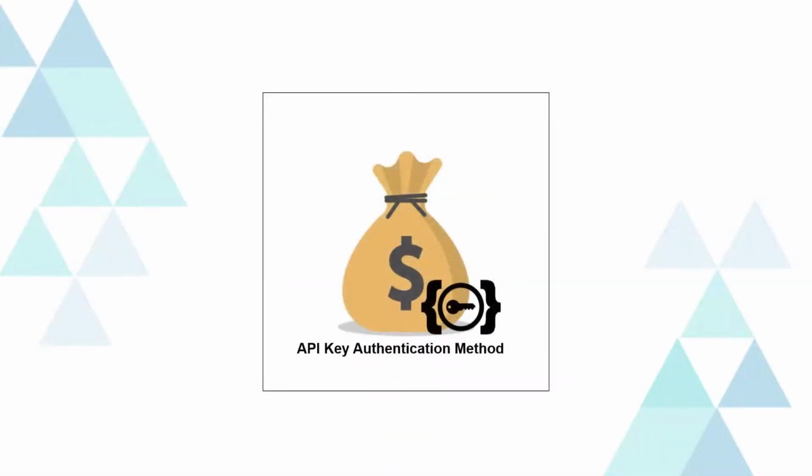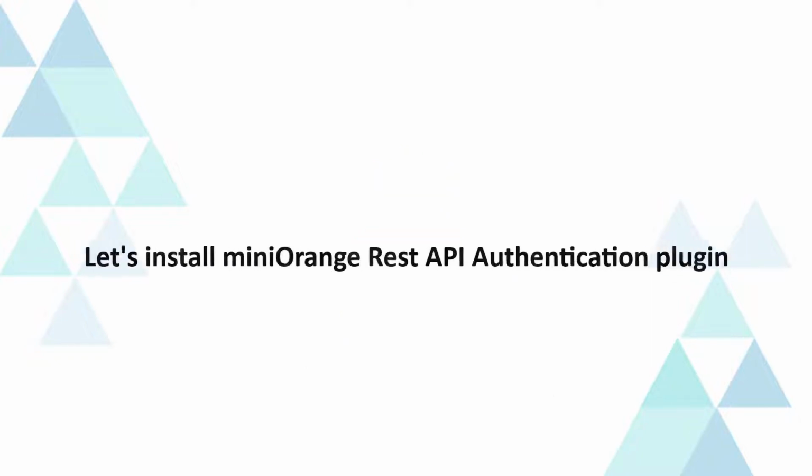The API Key Authentication method supports the miniOrange REST API Authentication paid plugin version, so once you buy the plugin you can install it using this method. So let's install the plugin.